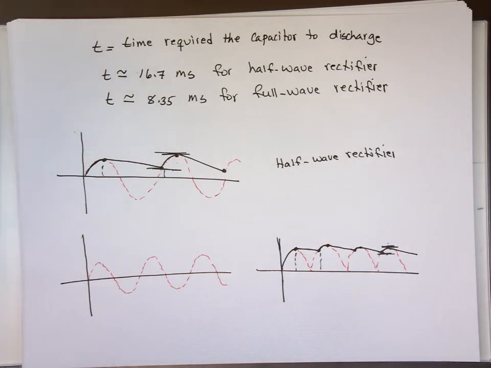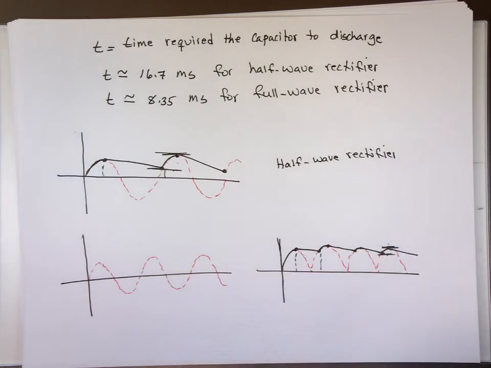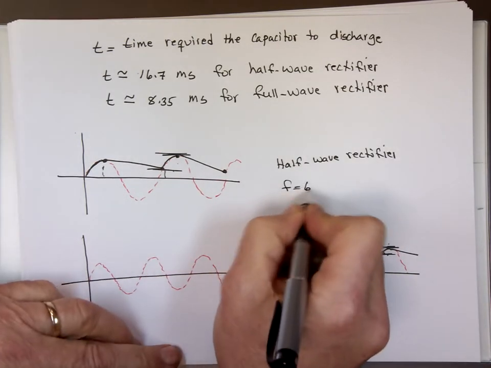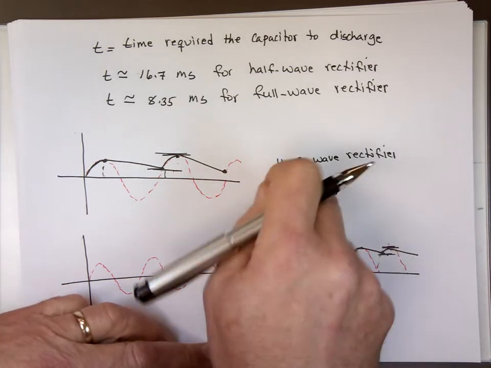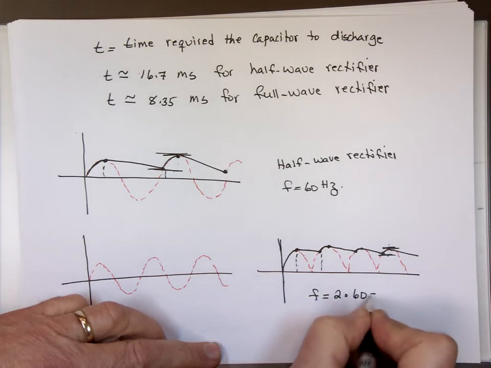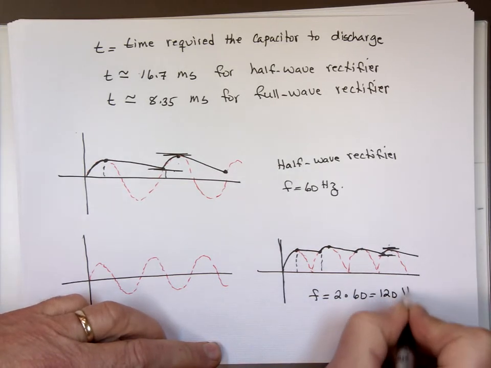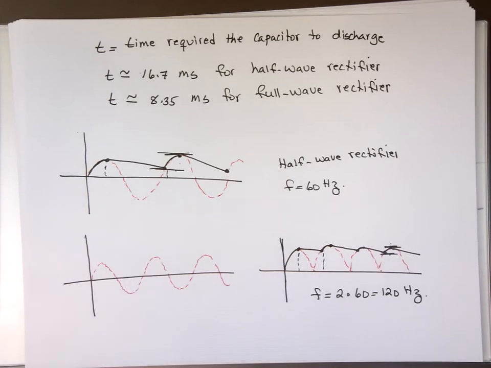If we are using this equation for calculation, then for a half wave rectifier, for example, in the US, F might be 60 hertz. But when you go to a full wave rectifier, even though the frequency is 60 hertz, we have to use F equals 2 times 60, which is 120 hertz. Twice that number, because you can see we have double the number of waves here versus that one. So let's take some examples and calculate the ripple voltage. I'll do it for half wave and full wave rectifier.